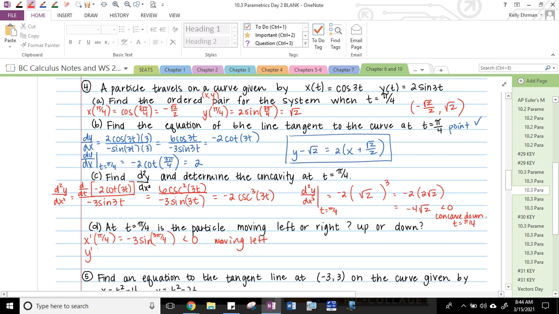And then find y prime of pi over 4. Y prime, which is the numerator there, 6 times the cosine of 3 pi over 4. So that's positive 6 times, cosine is negative in quadrant 2, so that's a positive times a negative, which is less than 0, so moving down.